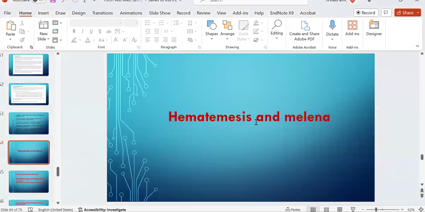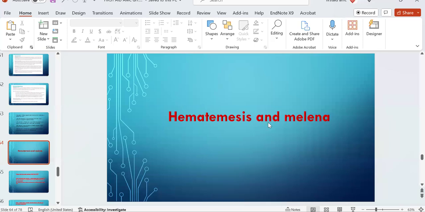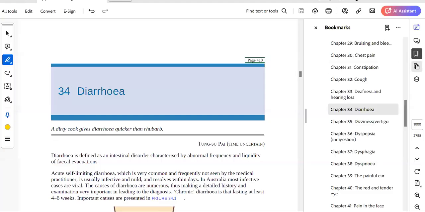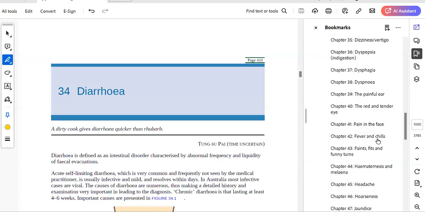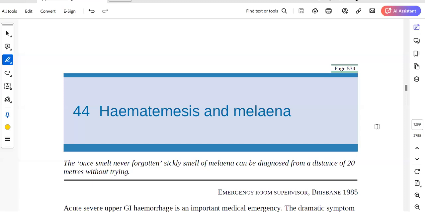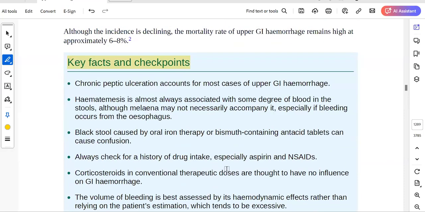Now, there is a chapter in John Murtagh about hematemesis and melena. I want you guys to go through that when you can, but the important parts are discussed at the moment, which is Mallory-Weiss and also the Boerhaave syndrome. Now, let's go into that chapter just for a minute so that you know what I'm talking about. That's chapter 44. It's a very small chapter. Right? Go through this key fact and checkpoint.